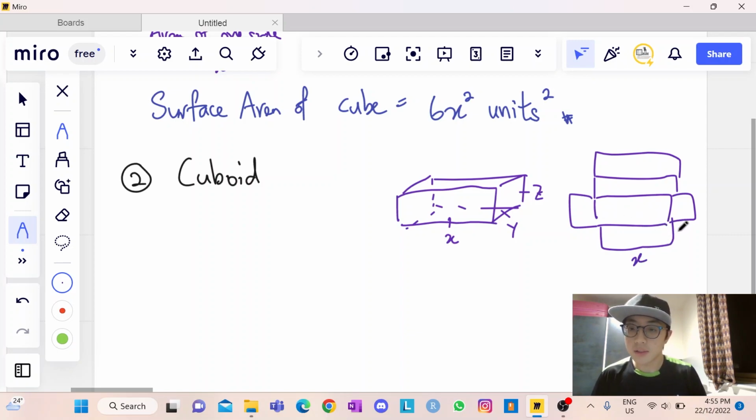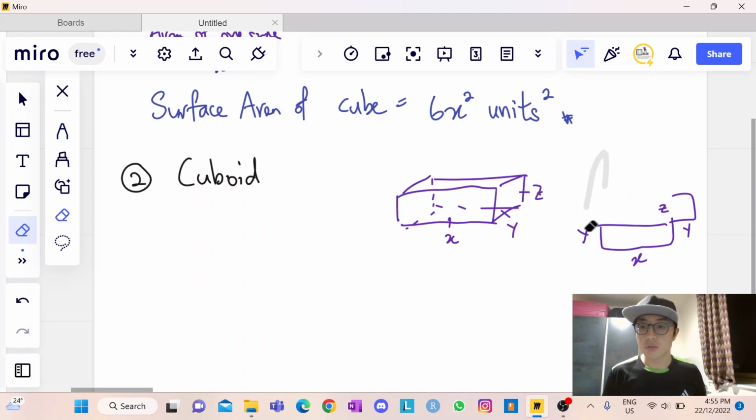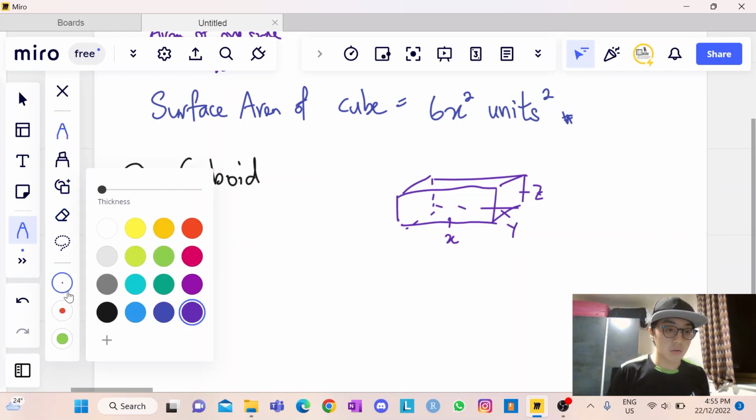And then this connecting part here is z, and this is y. It's a little bit hard to lay it out like that because I'm not that good at this diagram. So in short, we're just going to calculate every single area that we are going to see here.